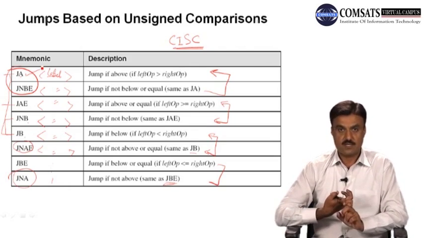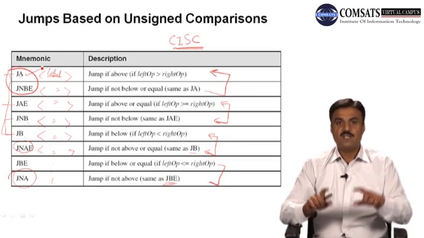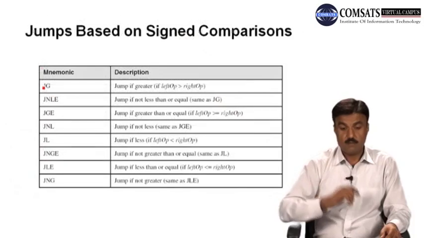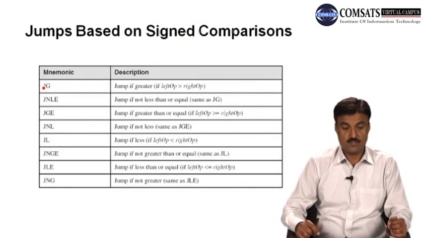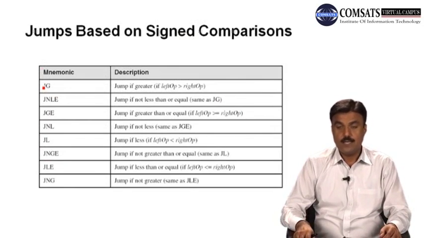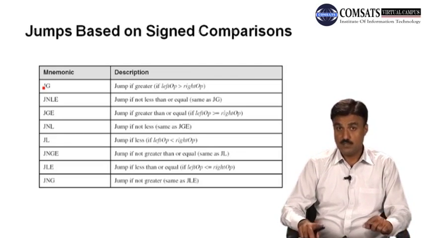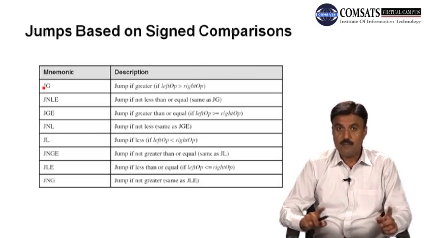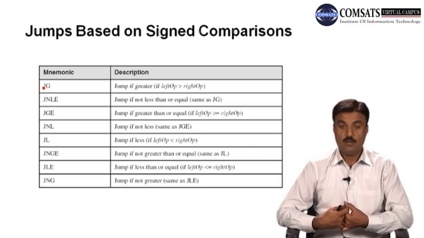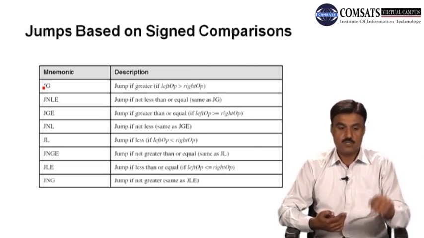In complex instruction set computing, the number of instructions inside the whole instruction set is very large compared to RISC. Now we will see the other comparison, the other jump instructions. Inside this slide you can see jumps based on signed comparisons. Now we assume that all these operands being used for comparison are signed operands, meaning we are considering the values inside them as signed numbers. I mean the leftmost or most significant bit shows the sign.